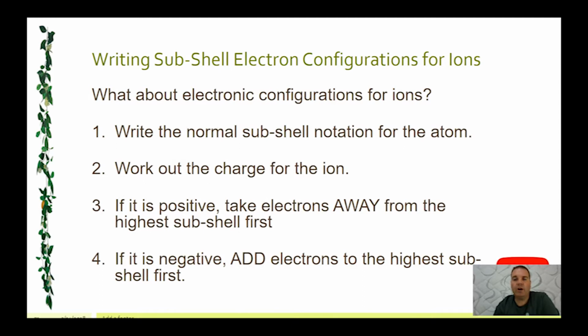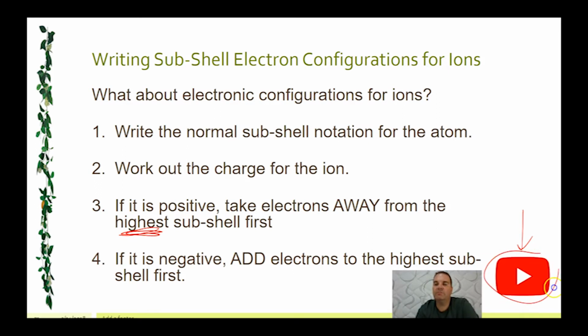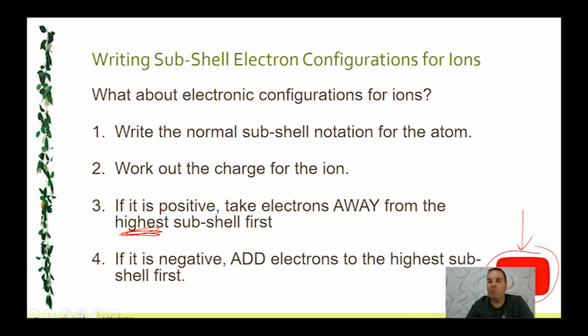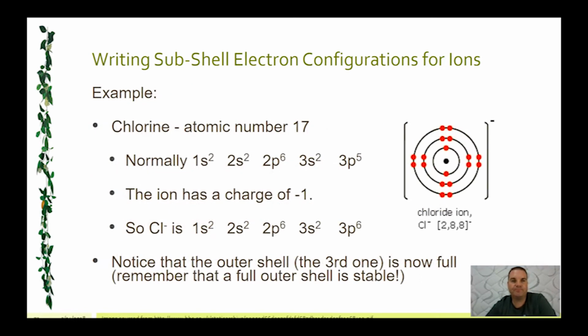If you're looking at ions, ions are just atoms that have either gained or lost electrons. So all you've got to do is follow these steps. Write the normal subshell notation for the atom, and work out the charge. If it's positive, take electrons away from the highest subshell. And if it's negative, add electrons to the highest subshell. Again, there's a video on this here under my face. Click on that and you'll get a bit more information if you need to. But once you've started getting the hang of a couple of them, you'll find it no problem.